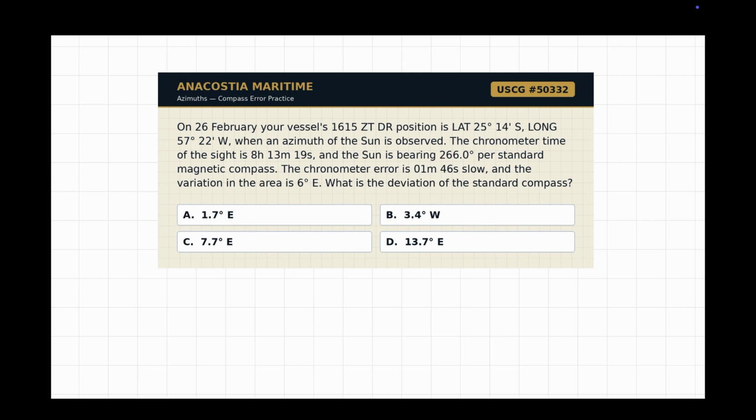south, longitude 57 degrees, 22 minutes west, when an azimuth of the sun is observed. The chronometer time of the sight is 8 hours, 13 minutes, 19 seconds. And the sun is bearing 266 degrees per standard magnetic compass. The chronometer error is 1 minute, 46 seconds slow, and the variation in the area is 6 degrees east. What is the deviation of the standard compass?